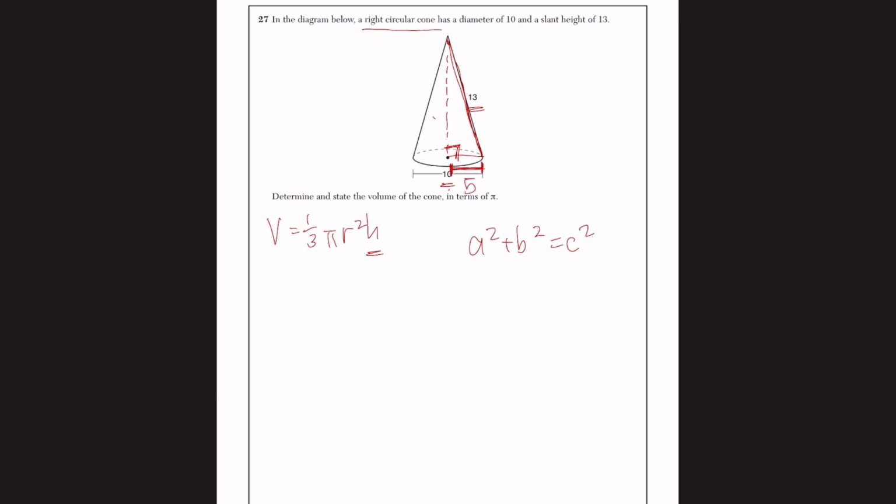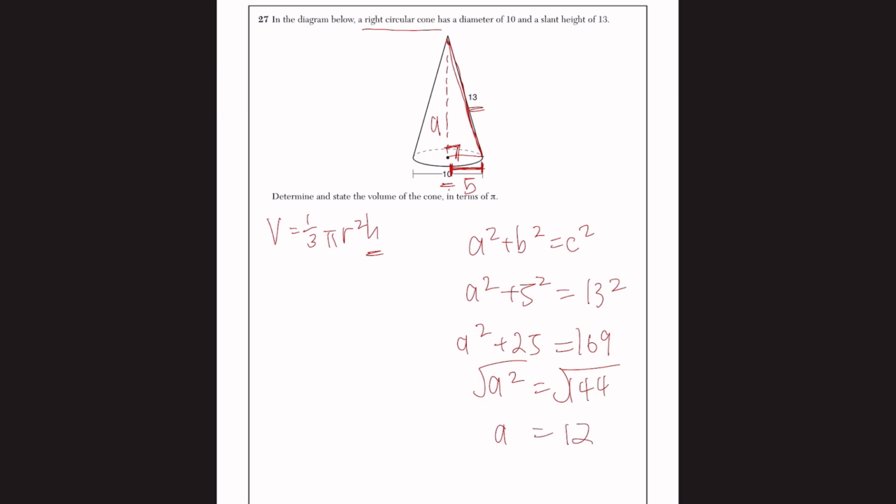And then this could be a. Right, so a squared plus 5 squared is equal to 13 squared. And we can just solve for a. So a is equal to 12, which means the height is equal to 12. So we can just plug in everything to the volume equation now. V is equal to 1/3 pi. We know the radius is 5 because the radius is half of the diameter. So 5 squared times h, which we know is 12. And then we can just solve for V.